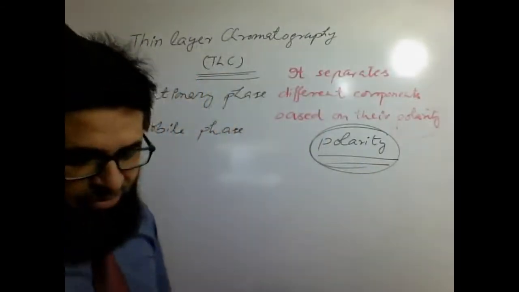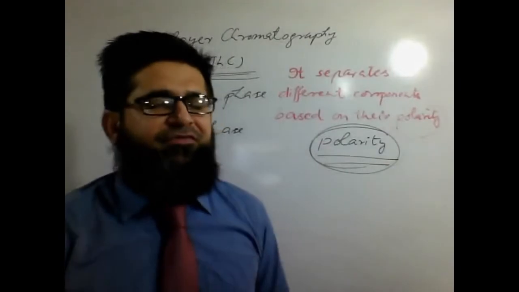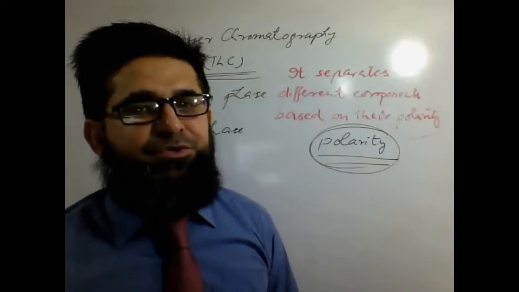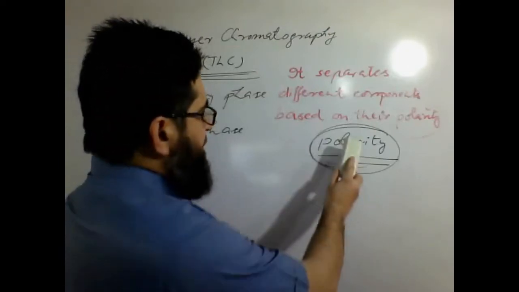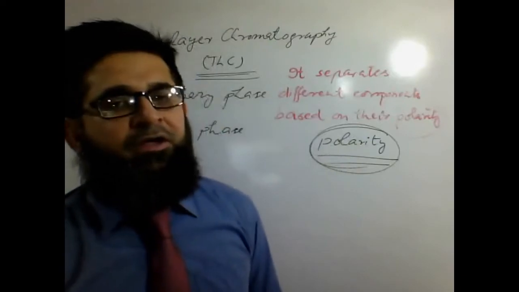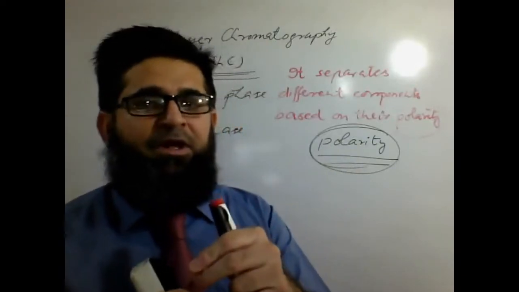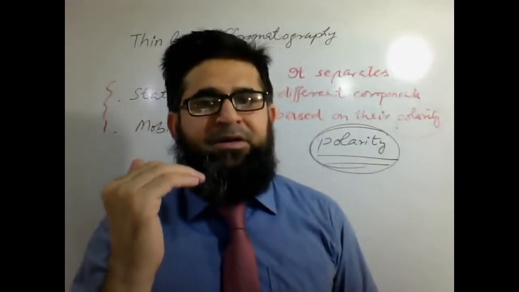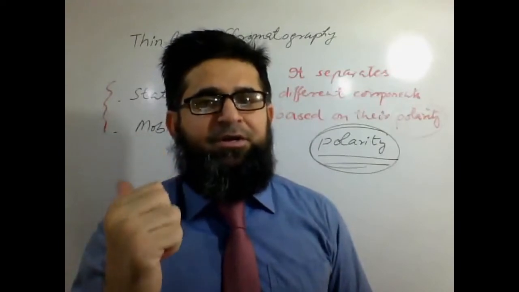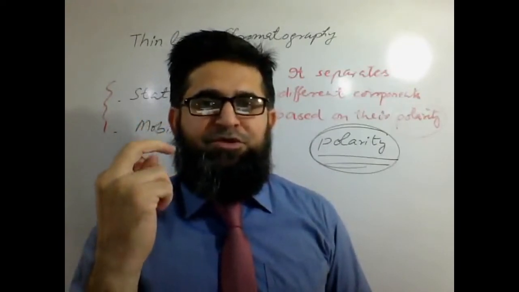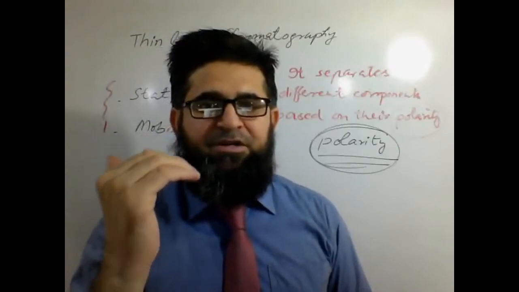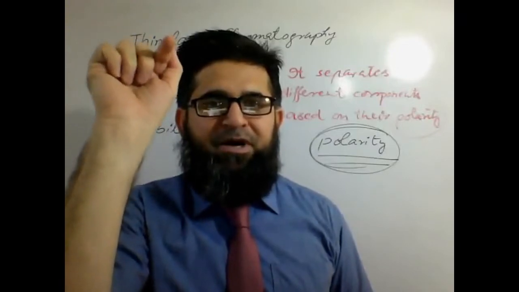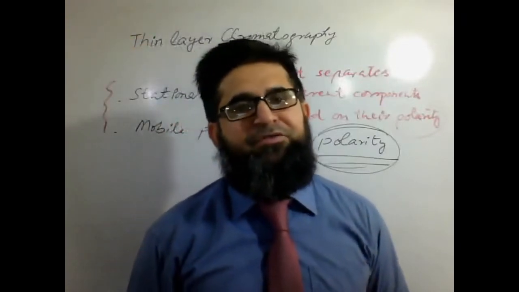So this is how on the TLC, thin layer chromatography, on the stationary phase, the different components of a sample separate from each other on the basis of their polarity. If a molecule is more polar, it is supposed to stay at the base of the TLC plate. I will show you later. If the molecule is non-polar, it will move faster on the plate, and the spot will appear a bit higher on the TLC plate compared to the polar one.